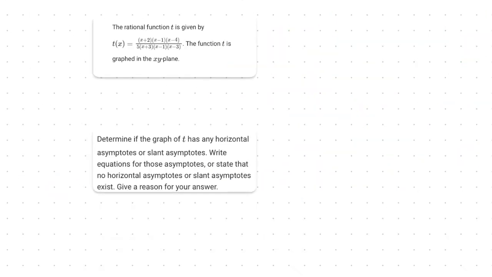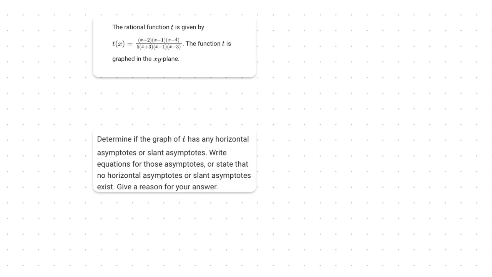All right, last part. So now we have to determine if the graph of t has any horizontal asymptotes or slant asymptotes. Write equations for those asymptotes, or state that no horizontal asymptotes or slant asymptotes exist. We have to give a reason for our answer. Knowing what we have to find is obviously helpful.